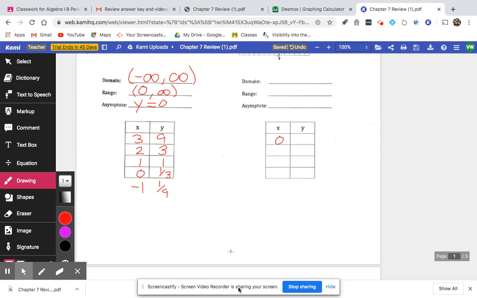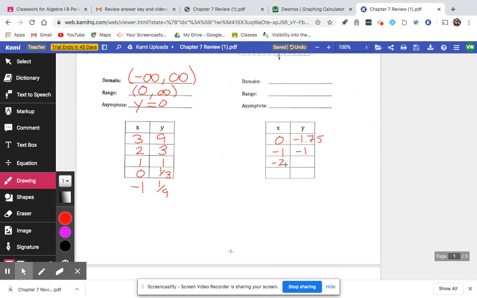So 0 plus 1 is 1. 1/4 to the first is 1/4, or 0.25. 0.25 minus 2 is negative 1.75, or negative 1 3/4, if you will. Then I'm going to pick negative 1. Negative 1 plus 1 is 0. 1/4 to the 0th is 1. 1 minus 2 is negative 1.